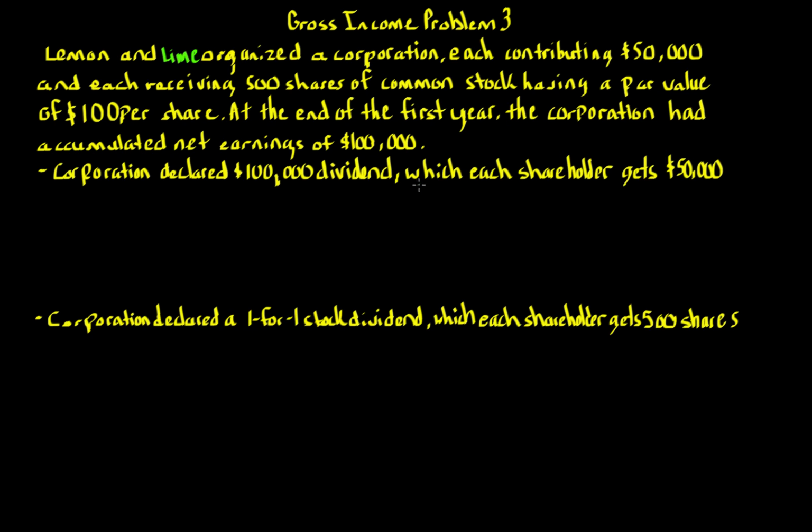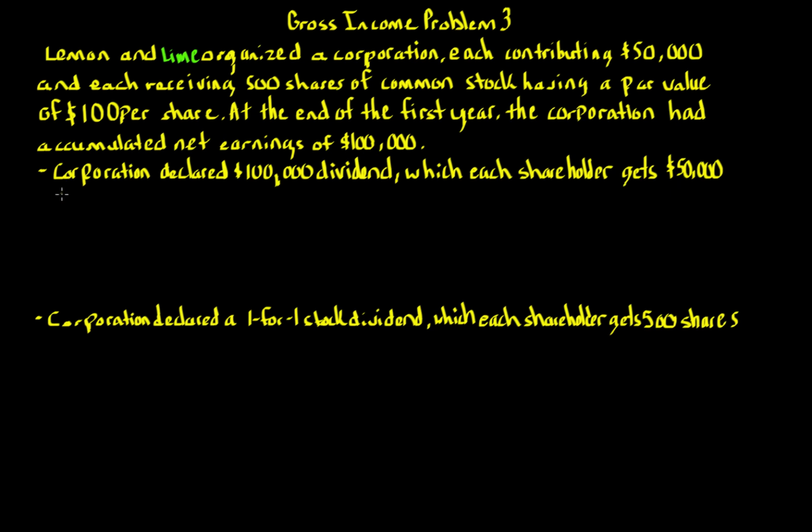Now at the end of the first year, the corporation had accumulated net earnings of $100,000. So we have a similar fact pattern to what we saw in problem number 2. Please look at that if you haven't yet, and you'll get a general idea of some of the issues. Specifically, there are going to be two events that take place with respect to this transaction. We need to look at the gross income consequences. So the corporation declared a $100,000 dividend, of which each shareholder gets $50,000.